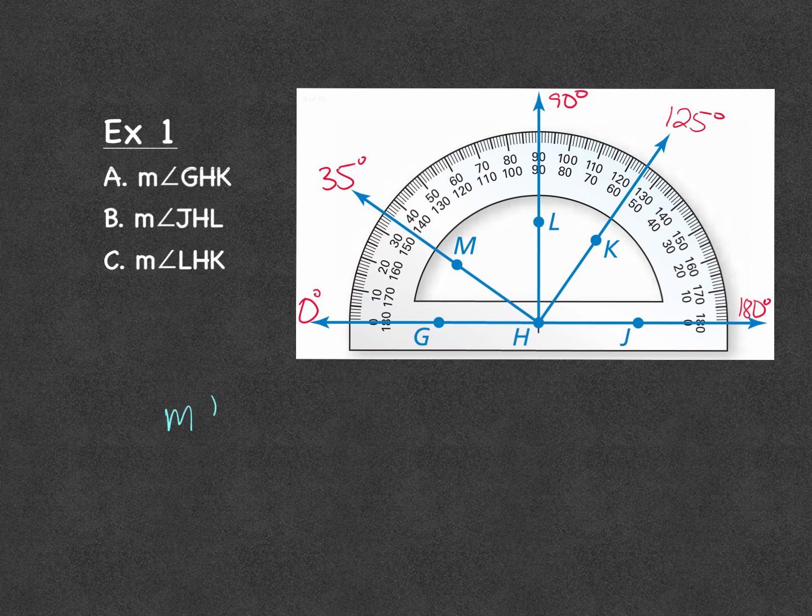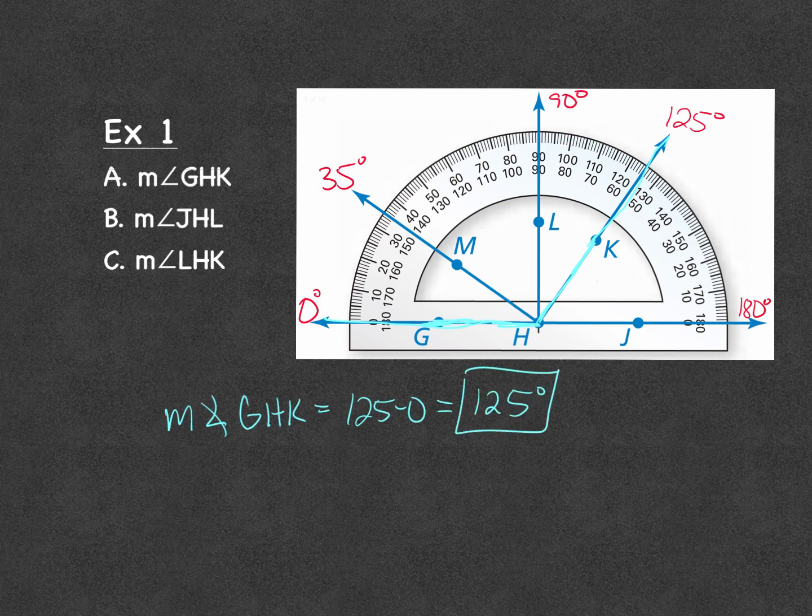So A wants us to find the measure of angle GHK. If I was to follow the road, I'd start on G and go to H up to K. So it's this angle right here. What two numbers does GHK have on it? The 0 and the 125, right? So what I do is just subtract those. So do the 125 minus 0. And what do we get? 125 degrees. Make sure you put your degree symbol.